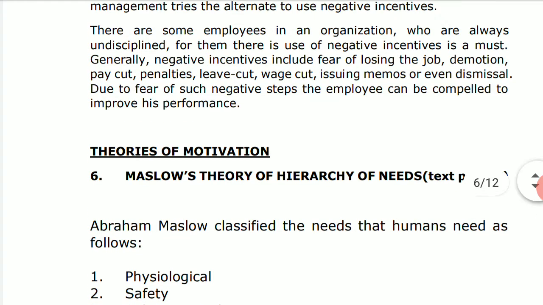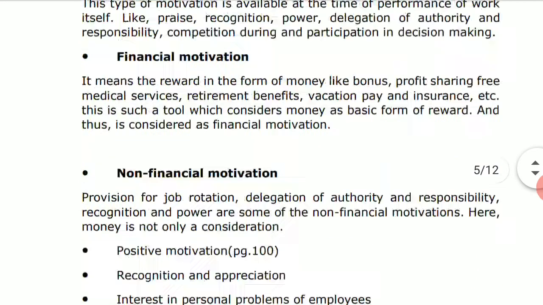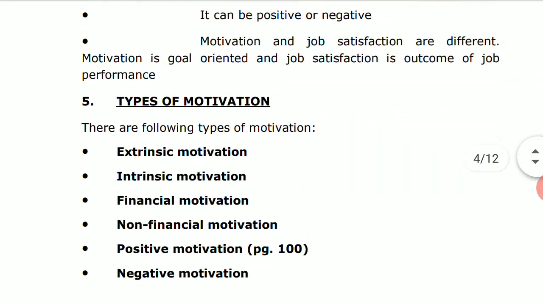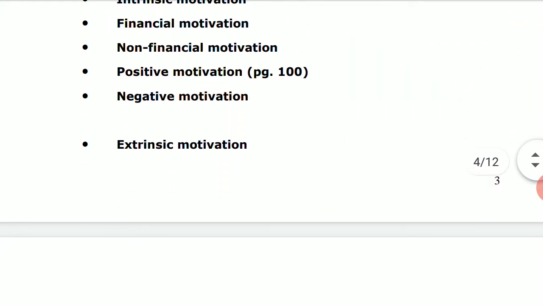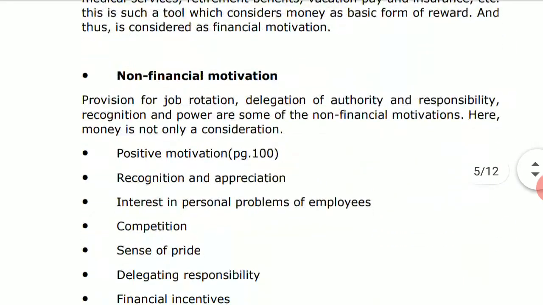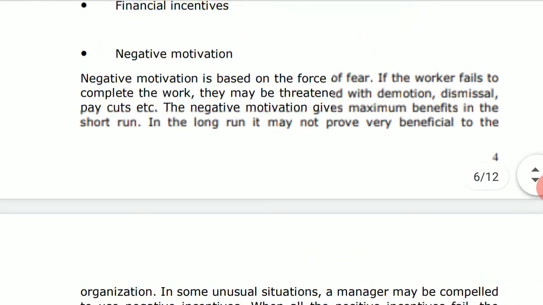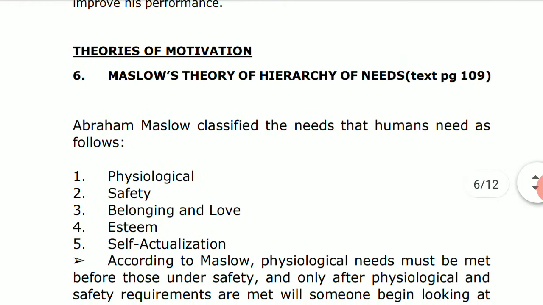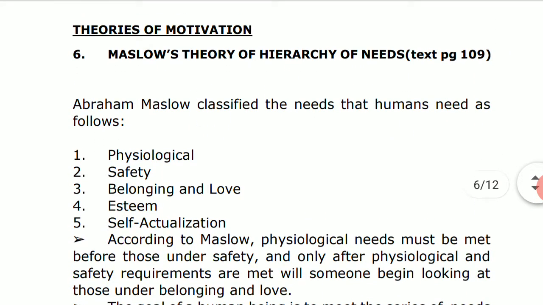So here we end up with the types of motivation as we have seen: extrinsic, intrinsic, financial, non-financial, positive and negative motivation, right? The next that we are going to do is all about the theories of motivation. આપણે તમારા સિલેબસ પ્રમાણે બે થિયરીઝ કરવાના છે. એક માસ્લોઝ નીડ હાયરાર્કી થિયરી, right, and the other one is two factor theory of Herzberg, right? આ બંને થિયરી છે એ તમારા સિલેબસનો એક ભાગ છે.